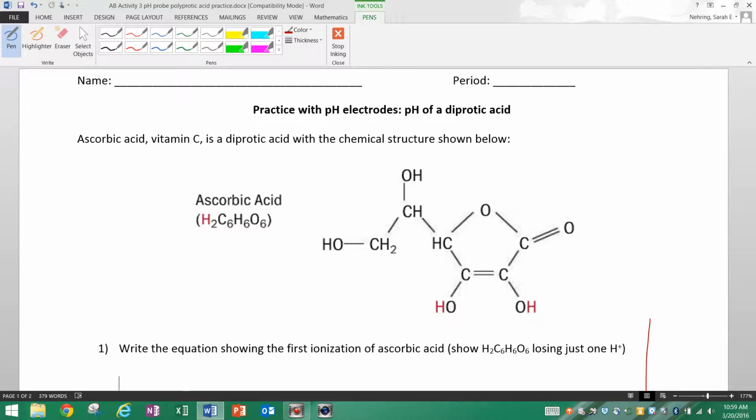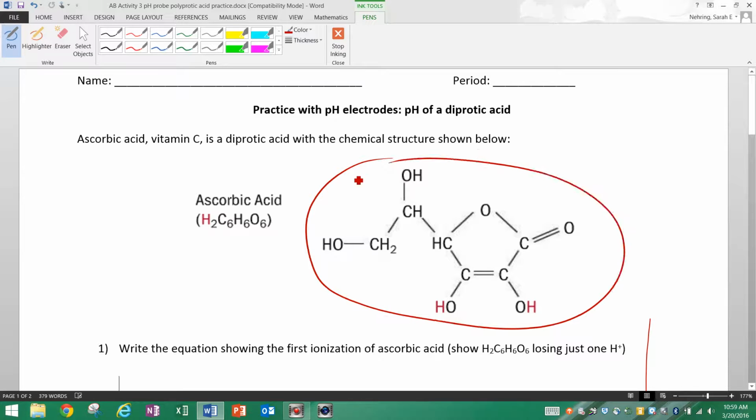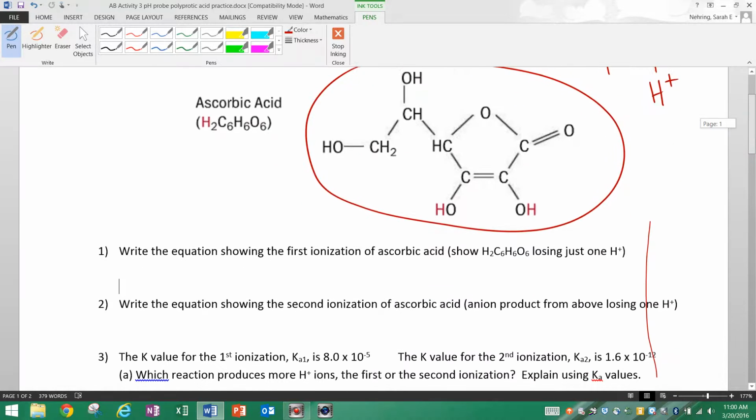If you take a look at this structure right here, this is ascorbic acid, which is vitamin C, something that you're familiar with. And this is actually something known as a polyprotic acid, meaning it has more than one proton. Poly meaning more than one, protic meaning protons, which are H plus ions. So that means it has more than one hydrogen it can give. So far all the acids we've been dealing with have been monoprotic. So let's look at how to deal with a polyprotic acid.